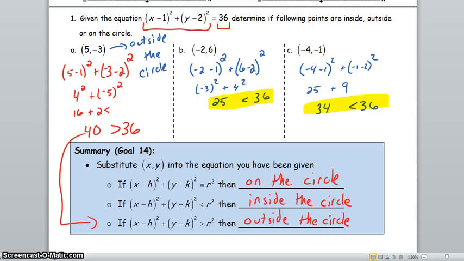Our quiz on this material will be next week on Tuesday. You can now work on goals 13 and 14 in your goal packet. The quiz will cover goals 12, 13, and 14.